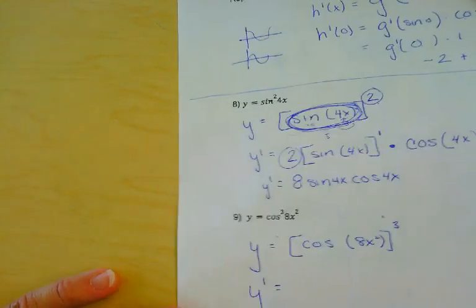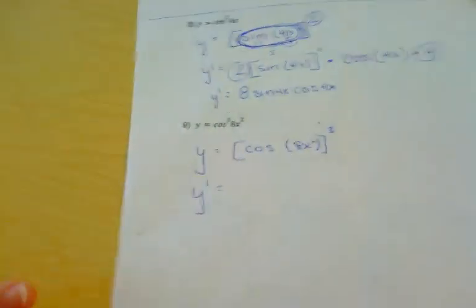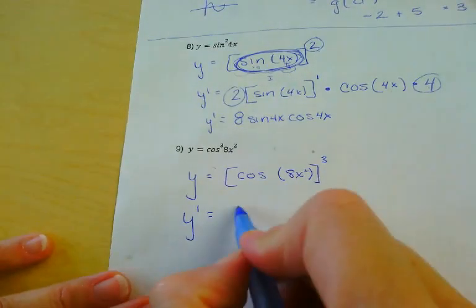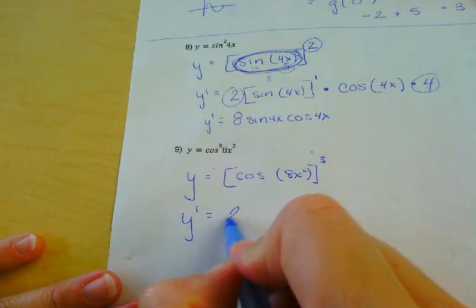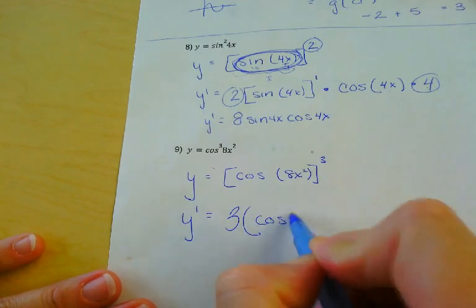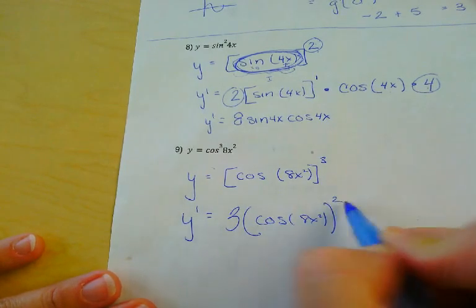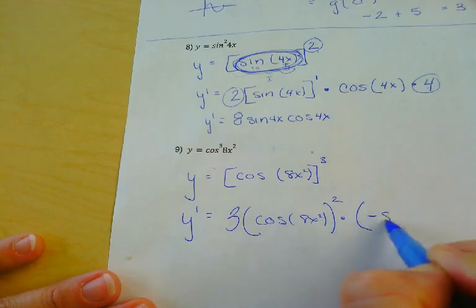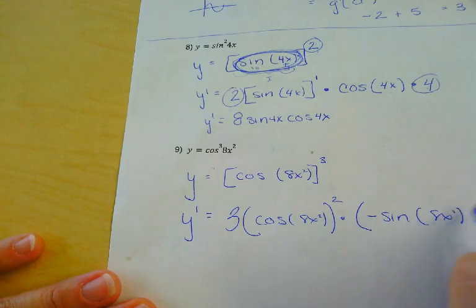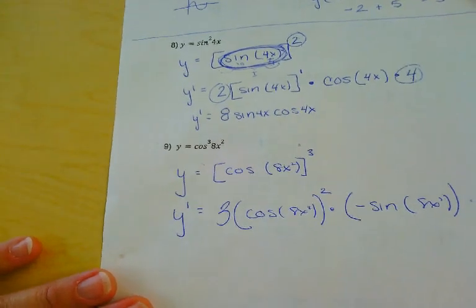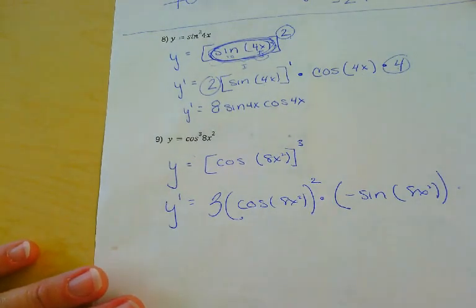Mila, I think you got it. Go for it. Oh, no, just walk me through how you took your derivative. 3 cos of 8x squared to the second. Good. Times sine 8x squared times 16x. That's perfect. Very nice. Any questions on how we can walk through that one or help anyone?